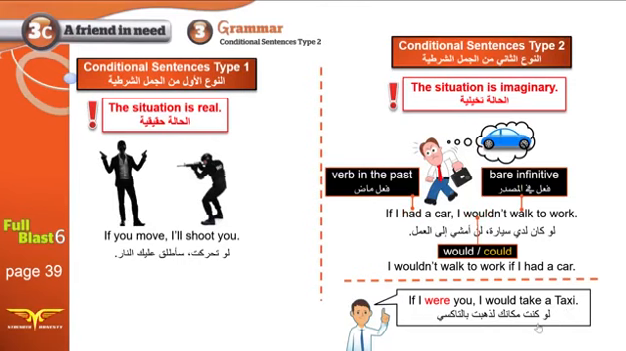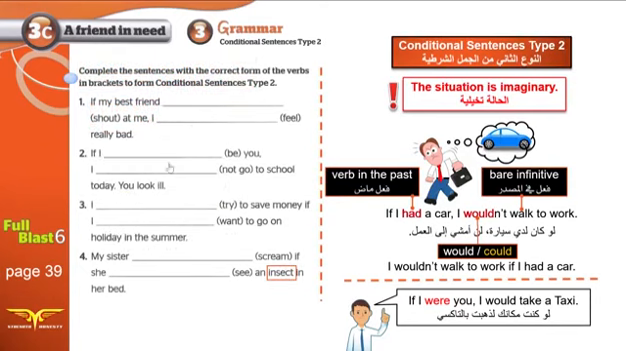We finished today's grammar. Now let's fill in these blanks with conditional sentences type 2. If my best friend, okay, we have the if here. With the if, we use the verb in the past. How will you put shout? Shouted. Easy. If my best friend shouted at me, then I, and then we use would. Feel really bad. I would feel. Put the verb as it is. No ing, no to, no s, nothing.